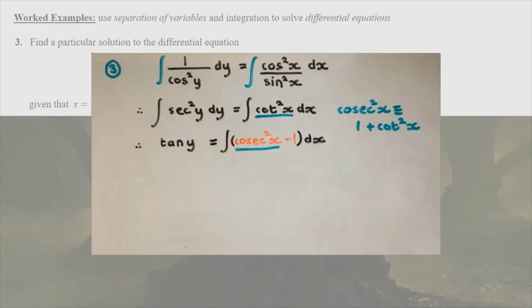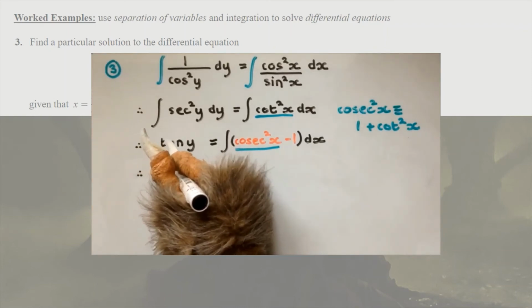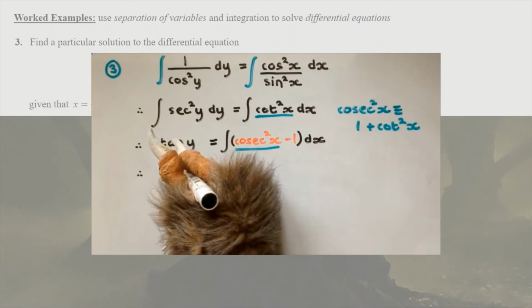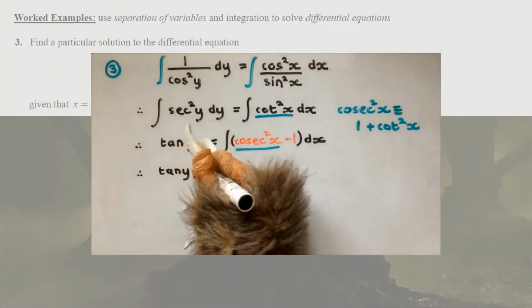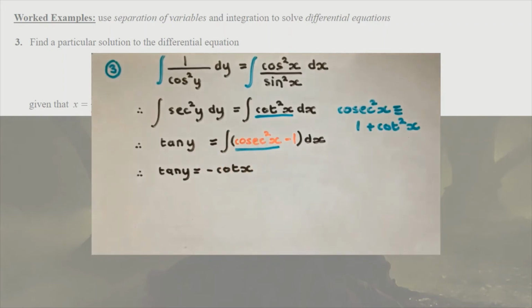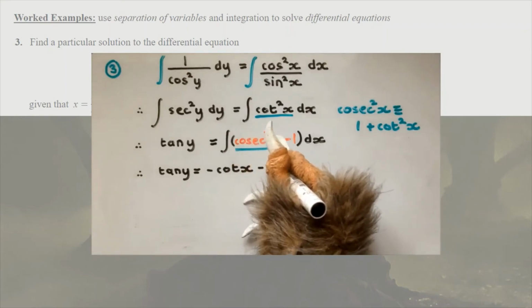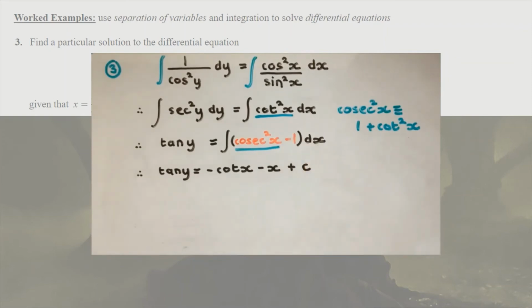Right, let's write down the next step. So tan y is going to equal, now the integral of cosec squared is negative cot x. So that's negative cot x. And the integral of negative 1 is, of course, negative x. Okay, and we can now add our constant of integration. And this has given us the general solution here. This is a general solution. It's a family of curves.